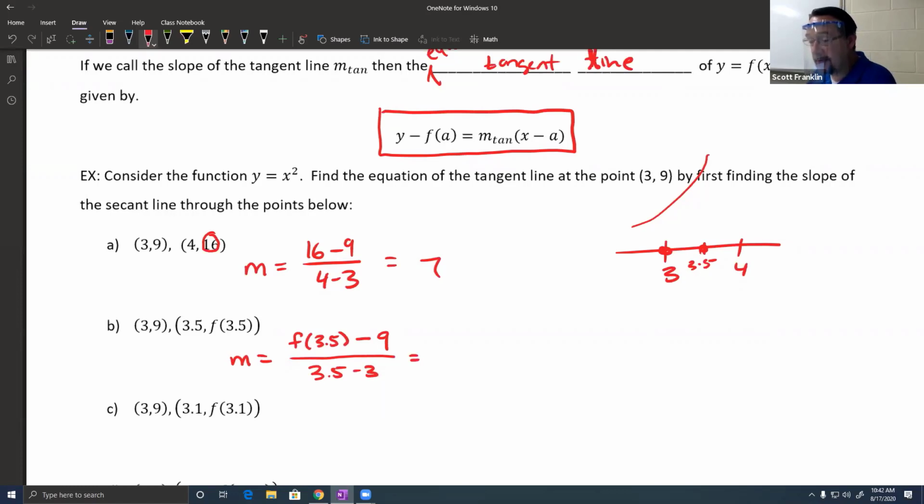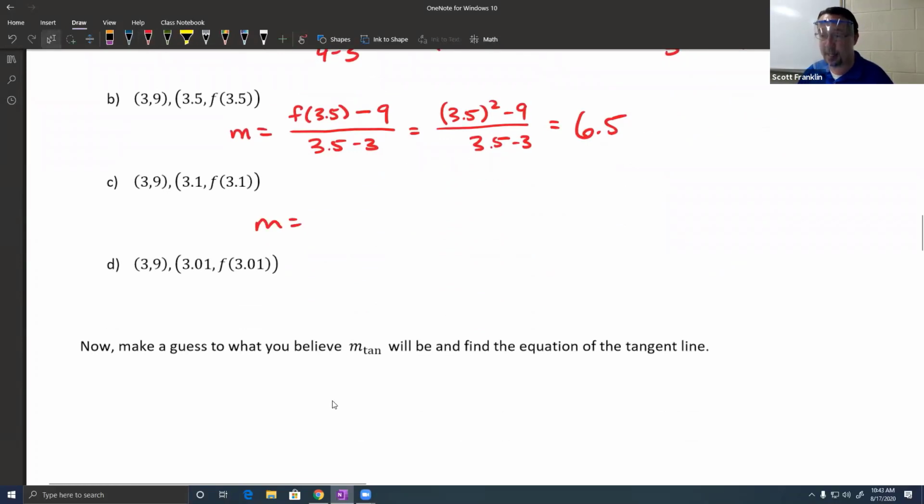So what's the function value at 3.5? You've got to plug it in to this guy, right? So 3.5 squared minus 9 over 3.5 minus 3. I think I did these. This is where you would want your calculator. For now, since I'm running low on time, I'm going to go ahead and just give you the number. I plugged that into my calculator and I got 6.5.